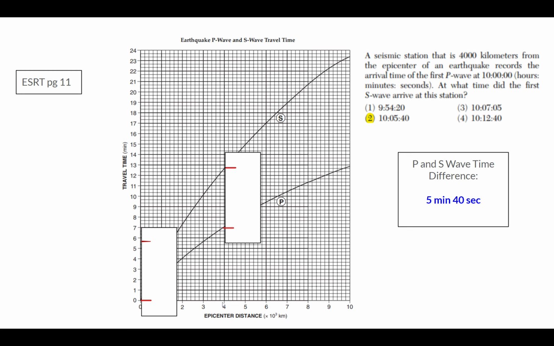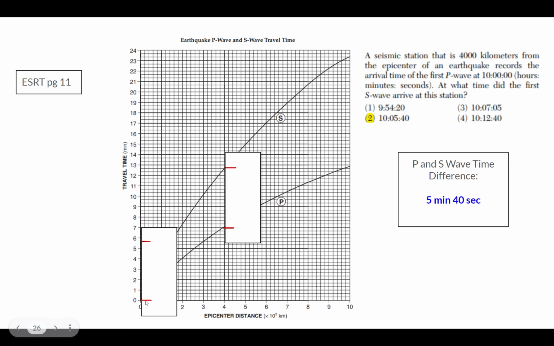4 represents 4,000. I'm going to align my scrap paper at 4, this line for 4,000 kilometers here, and I'm going to align it with the S and P line, and it needs to be vertical. I'm going to draw a small mark where my scrap paper meets the P wave, and I'll draw a mark where my scrap paper meets the S wave. So I'm marking down how far away the P and S wave lines are at this distance. Then I'm going to take my scrap paper and put it next to my y-axis, the travel time, to find the actual time difference between the P and S wave at this distance.